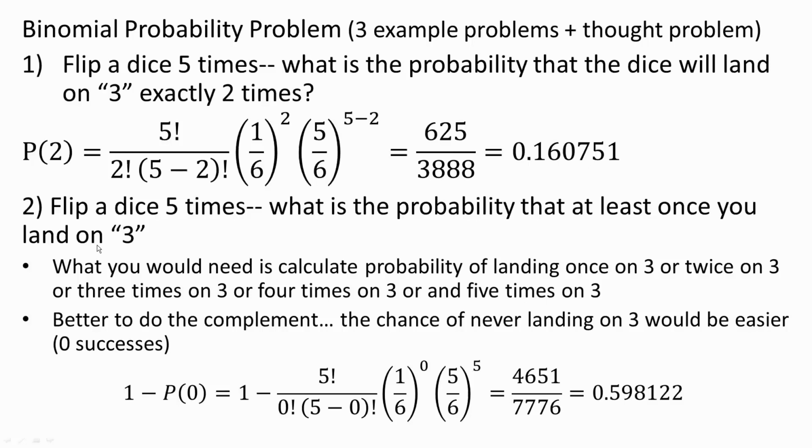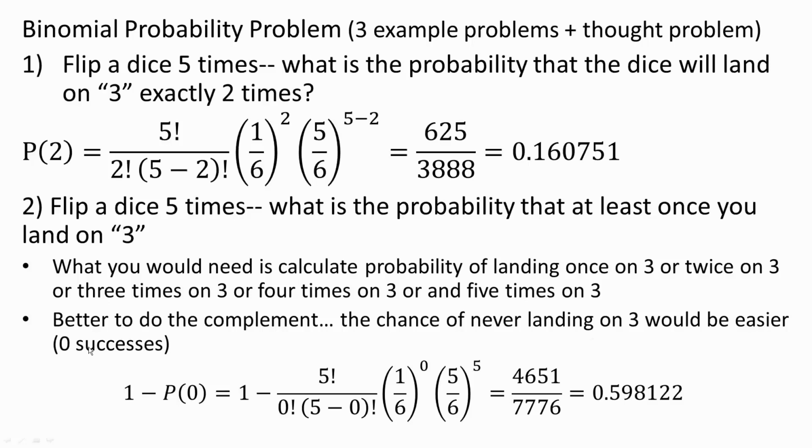Now we'll do the second problem. Flip a dice 5 times. What is the probability that at least once you land on 3? There are a couple of ways to look at it. You could think, what is the probability of landing once on 3, twice on 3, 3 times, 4 times, and 5 times on 3? But that would be pretty difficult. A better way to do this is to find the complement. The chance of never landing on 3 would be a lot easier.